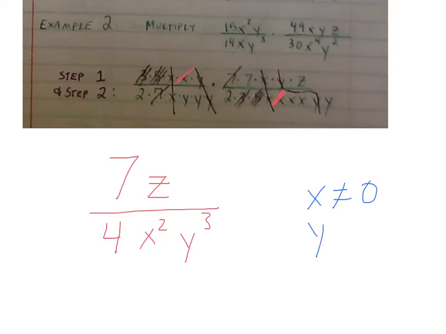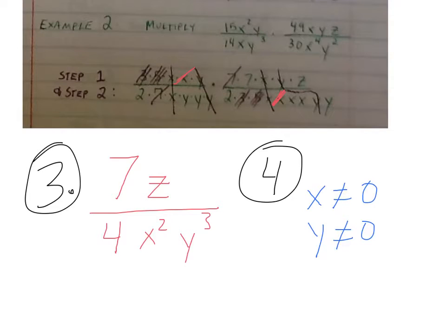So in the end, if I did everything right, we should have 7z in the numerator. And then in the denominator, we have 4x squared y to the third. And we identify any constraints finally, and that is x cannot be 0, y cannot be 0. And since we have no z's in the denominator, z can be any real number. So this was step 3, and this was step 4. Moving on to the next page.